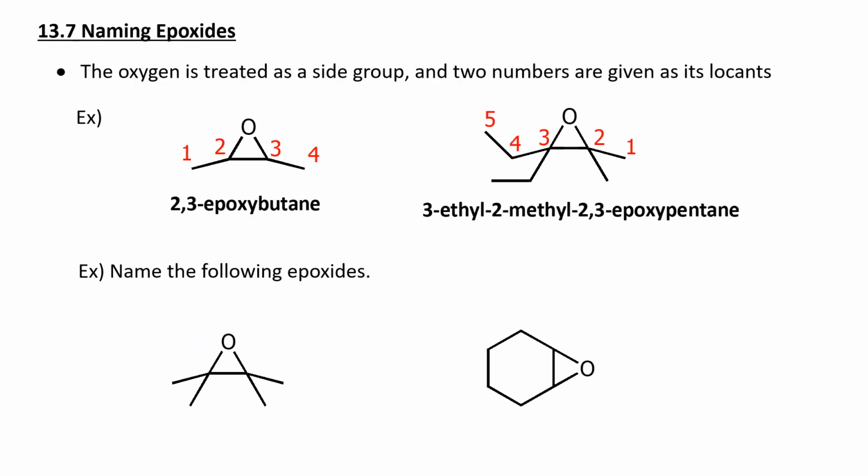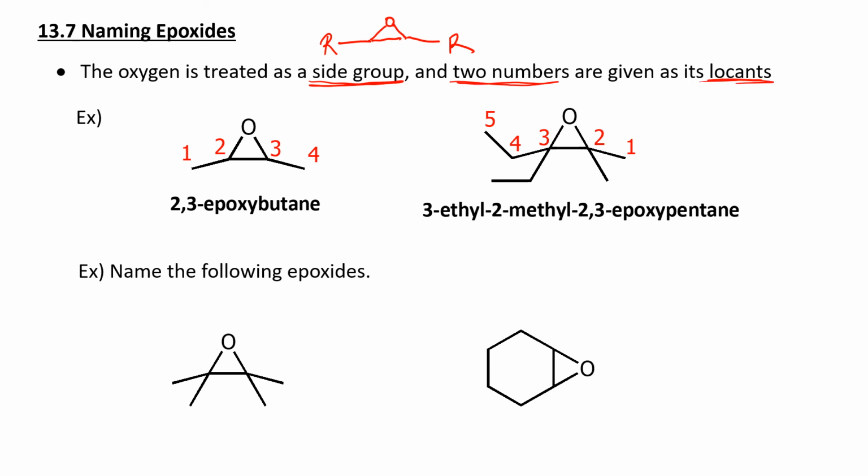All right, moving on to section 13.7. You haven't seen this functional group yet, but an epoxide is simply a 3-membered ring that contains an oxygen. It's called an epoxide. They're pretty easy to recognize. You can't miss an epoxide. So we're going to treat the oxygen as a side group, and we're going to give 2 numbers as locants.